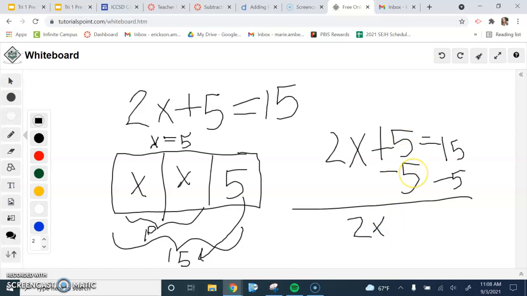A positive 5 and a negative 5 create a 0 pair, so we don't have anything there anymore. And we are left with 15 minus 5, which would be 10. This is multiplication here now, so the opposite of that would be division. So divide by 2 on both sides. And we would get x equals a positive 5.